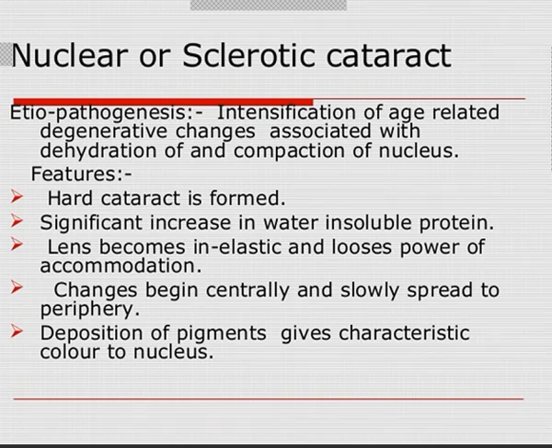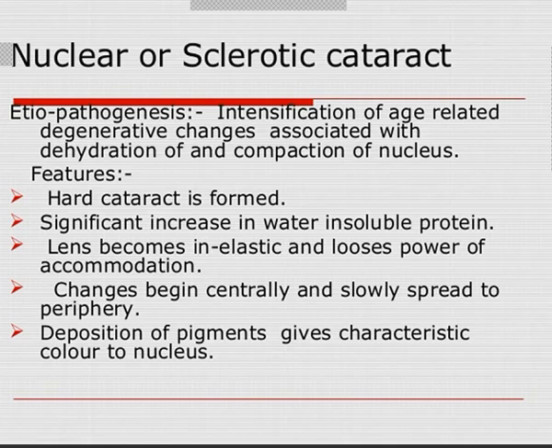What is the cause for nuclear cataract formation? Intensification of the age-related degenerative changes leads to dehydration and compaction of the nucleus. Here, the dehydration is the problem. Whereas in the cortical cataract, the coagulation of the protein is the cause. Whereas in this case, the water metabolism is at fault: dehydration and compaction of the nucleus.